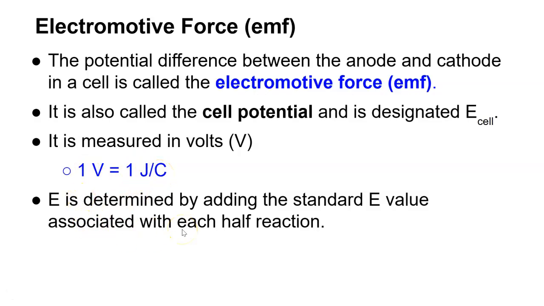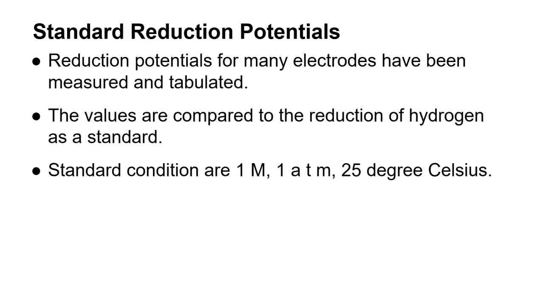Now, how do we get the E for an overall reaction? Well, we need to consider the E value for each half reaction. So we have a bunch of standard reduction potentials listed in the table on the AP exam. They're given to you up on the top of the question. Usually they give you 3 of them, and you only need 2 of the 3 to do the calculation, and you have to figure out which ones.